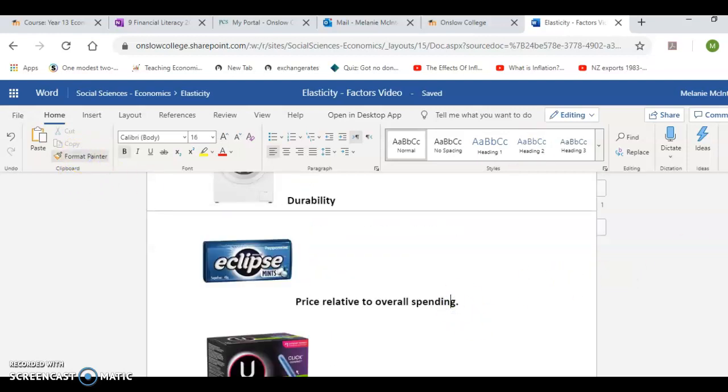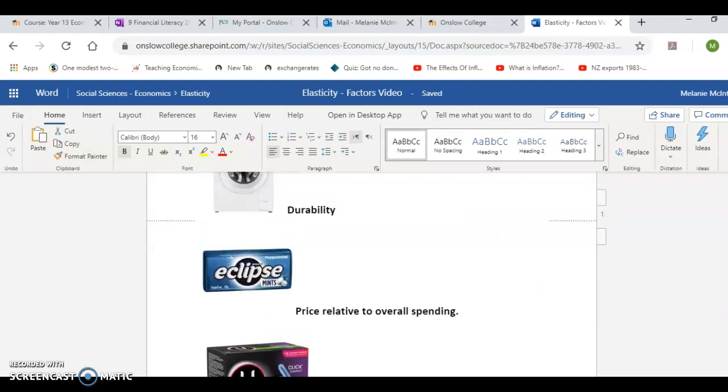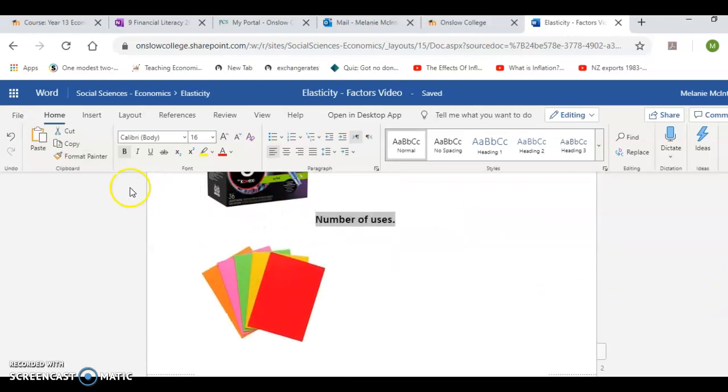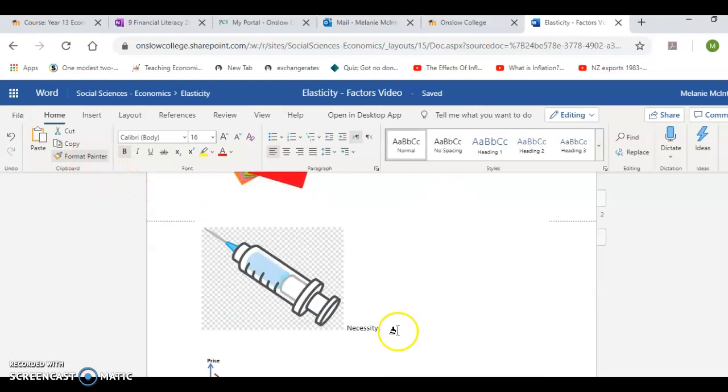Okay, so when something's a necessity, they do tend to have more inelastic demand, just because of that idea that often there are no substitutes, but also it's something that you have to have. It's vital to your living, your life.